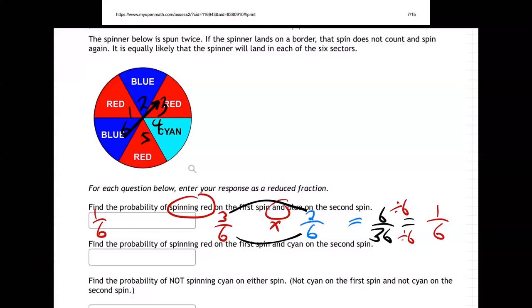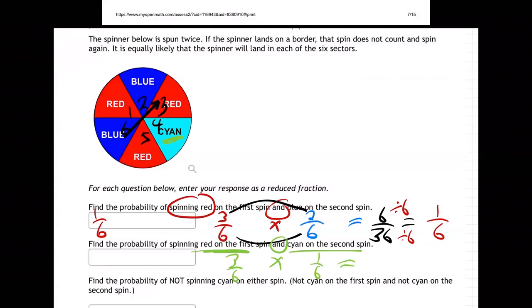Okay, now the next part, it says red on the first spin and cyan on the second. So red on the first, again, is 3 out of 6. And means times. That's the main point I want you to show is and. When you do one thing and then another, it's multiply. Cyan, am I saying that right? Cyan, that's 1 out of 6 on the second spin.